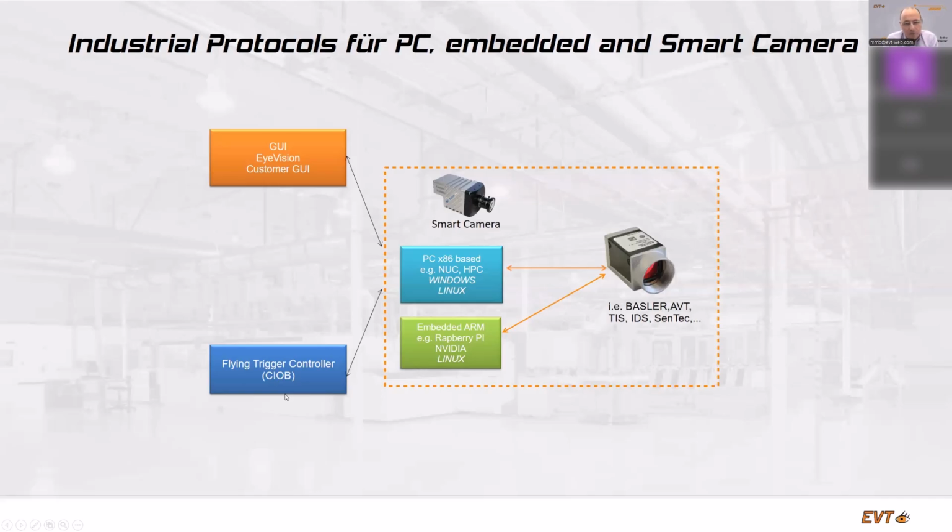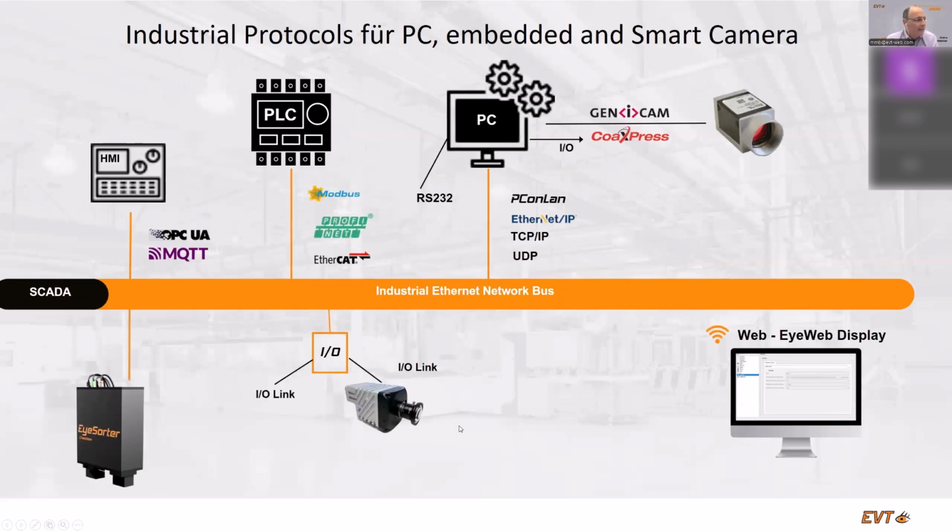Maybe you have your own controller. Then you have the option with the EVHD NET. Mainly, it's the right way to add that controller to the EyeVision software. In our case, our flying trigger controller is also connected via EVHD NET to enable this high-speed triggering, ejection, and tracking of parts.